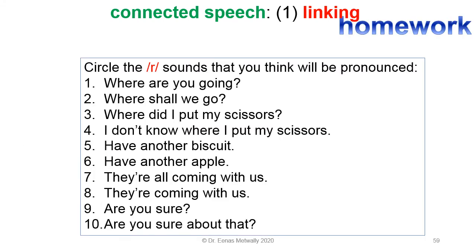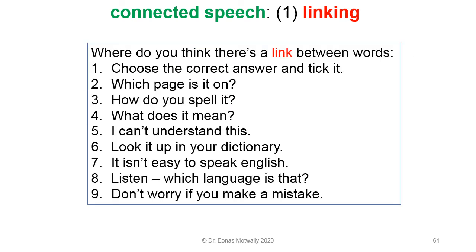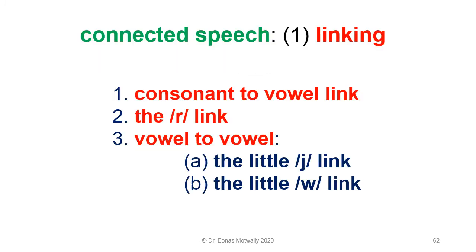Circle the R sounds that you think will be pronounced. Mark where you think there'll be a little y link or a little w link between the words. Mark the links between the words and say what type they are. So we have three types of link. There's the consonant to vowel link, the R link, and two types of vowel to vowel link, the little y link and the little w link.